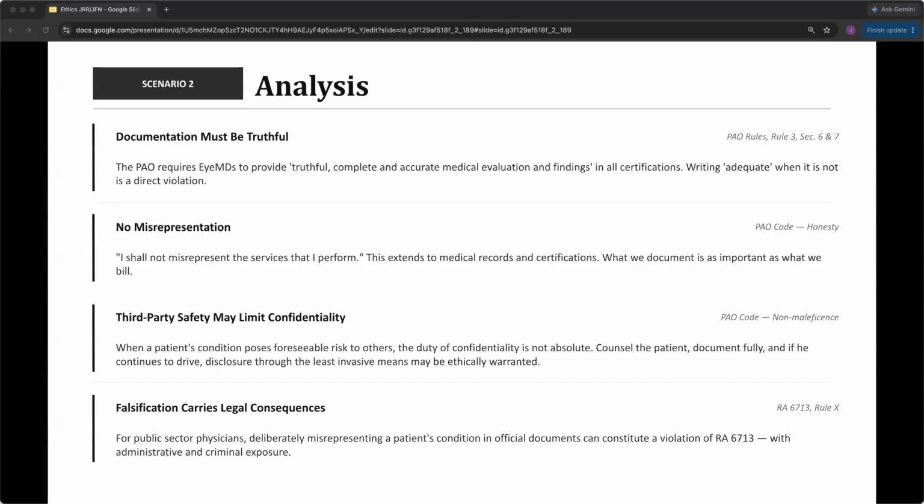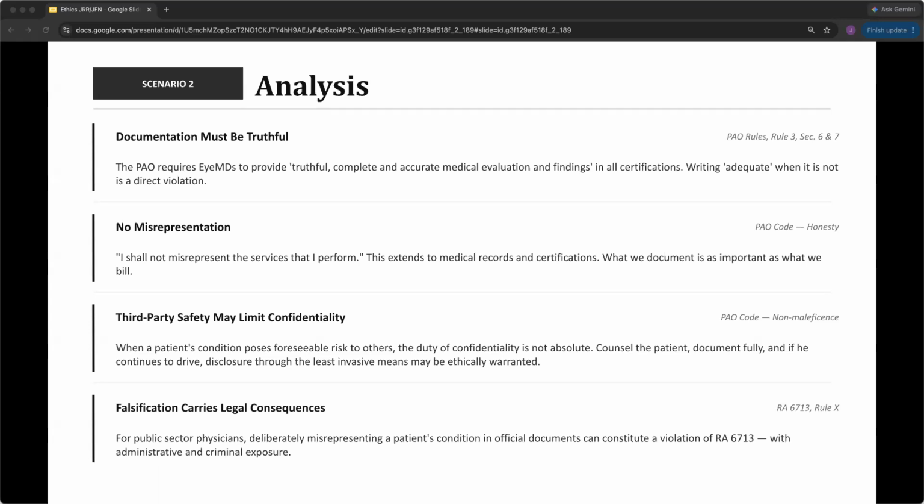So, moving on to the analysis. Let's now return to the two questions and analyze them using the relevant ethical and professional standards. First, does Dr. Aquino have an obligation to disclose Mr. De La Cruz's visual field loss to the LTO or his employer without his consent?